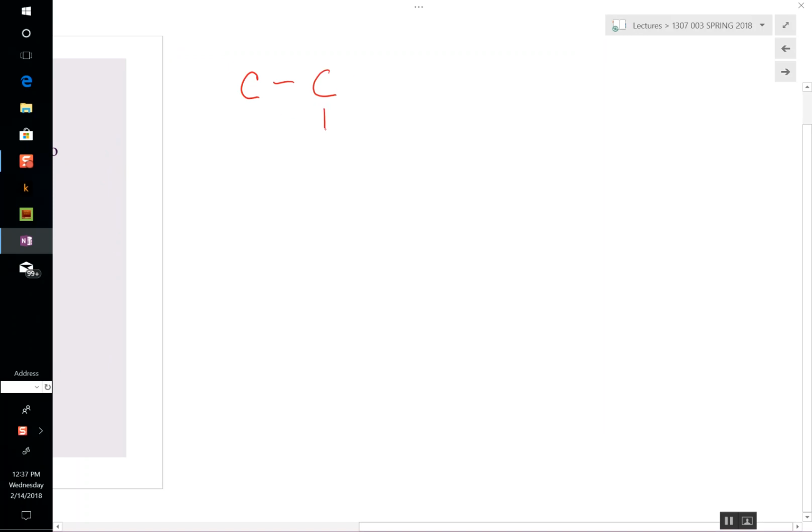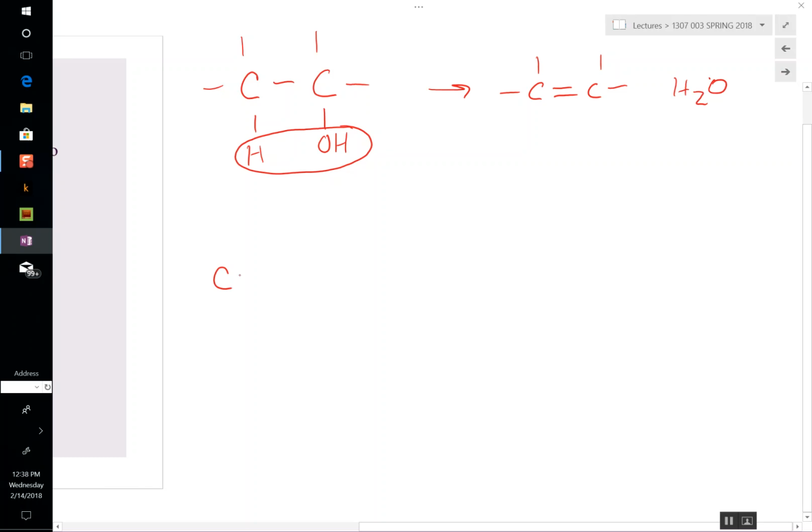So the one that you did look at was this, where you take an alcohol and you eliminate a water molecule from that molecule, and you get a double bond forming. You get an alkene.